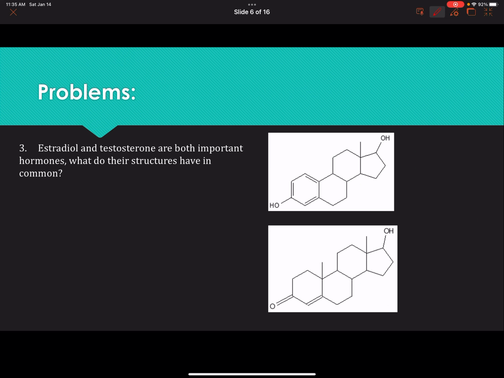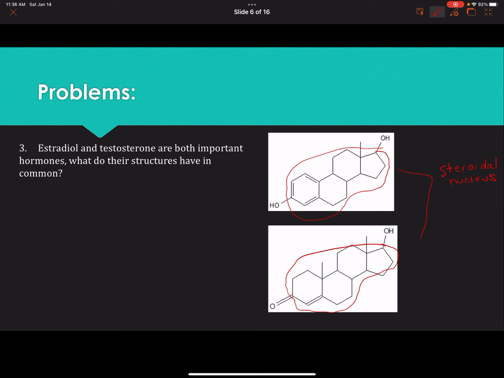Now, looking at estradiol and testosterone, they are both important hormones. So we're asked what their structures have in common. One of the things we see is that they have the same ring structure. Even though the estradiol's 6-carbon ring has the alternating double bonds, they still have the same structure. They've got the 2 6-carbon rings side by side. Then we have another 6-carbon ring and a 5-carbon ring. Those are referred to as a steroidal nucleus. So it gives them similar structures.